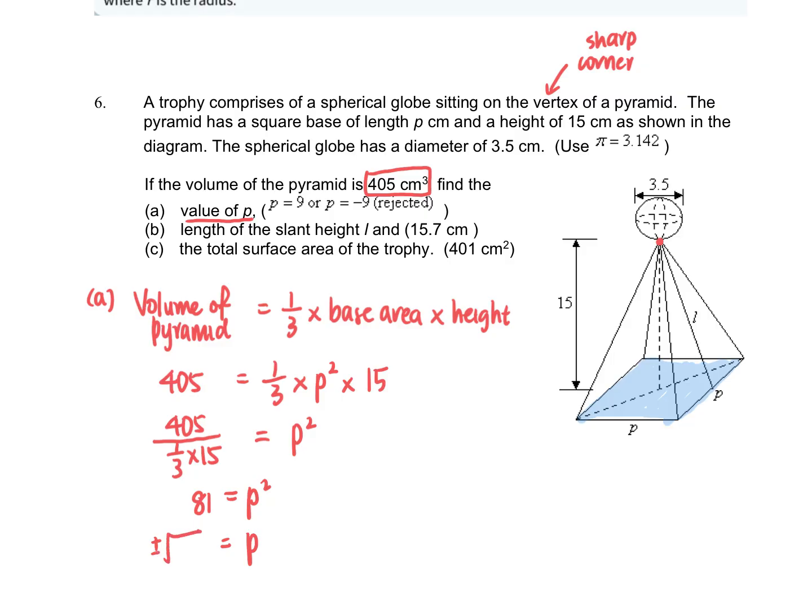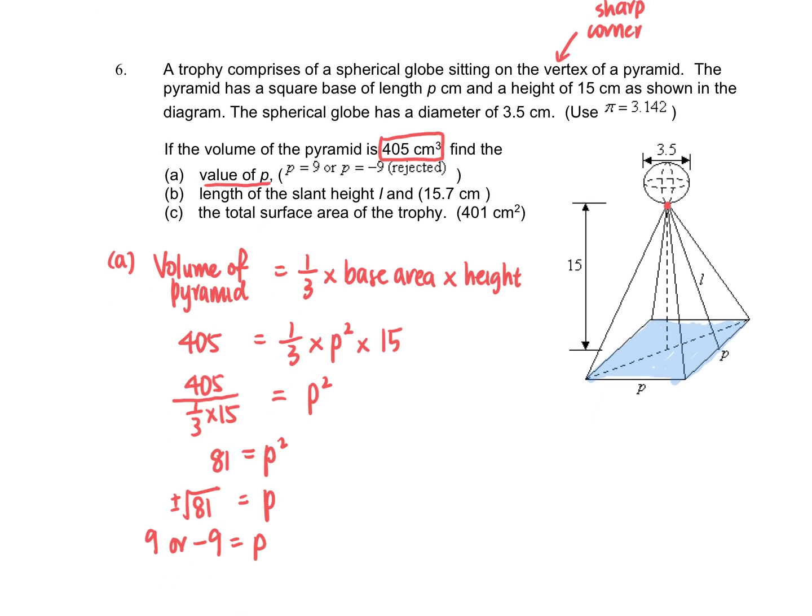So knowing that P square is 81, to find P, you take a square root. When you take square root, there's always 2 answers. One is positive 9, one is negative 9. But you need to reject because length cannot be negative. So if they ask you to explain, why do you reject negative 9? You will tell me that length is a scalar quantity, it cannot be negative. Okay, so that's part A. Now I know this is 9 already. Quickly go and write it on your diagram.